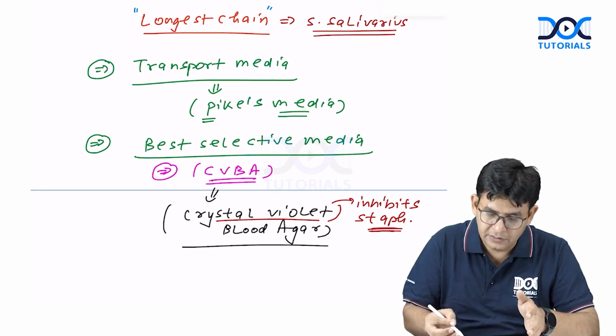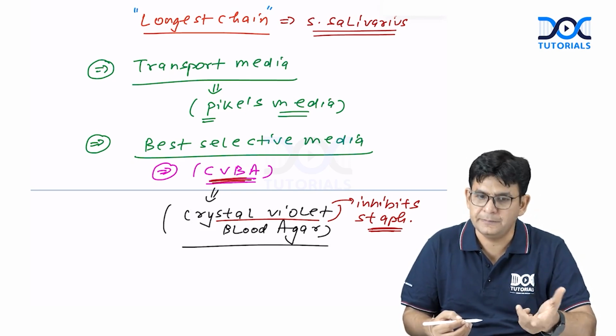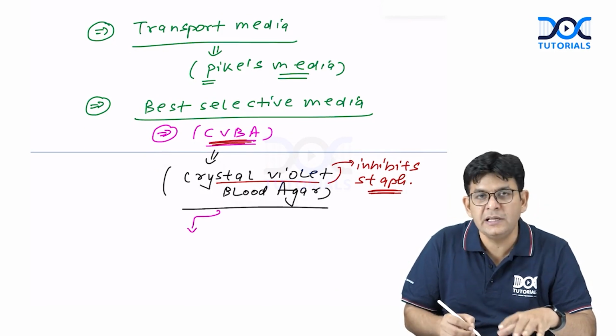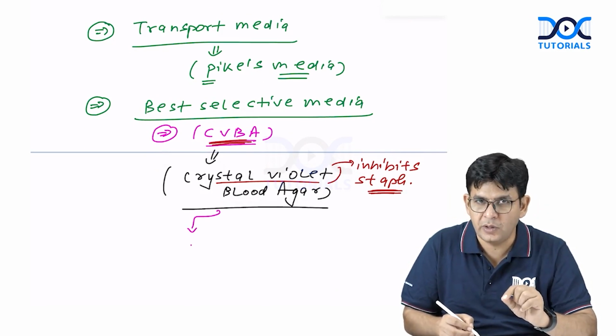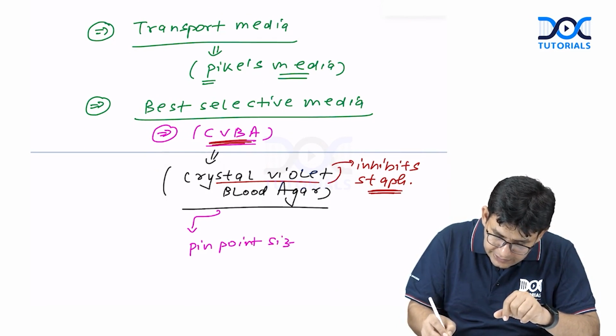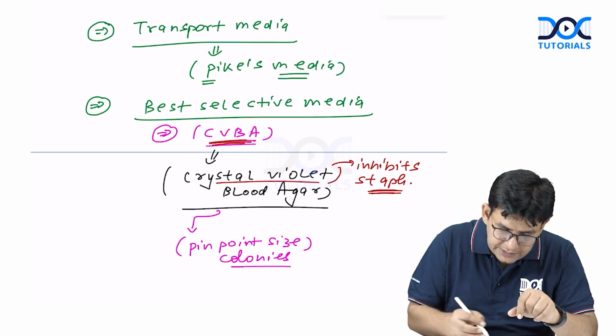And for that, you need this particular media termed as what? CVBA. Okay. And on the CVBA, the streptococcus colonies come and they are very, very small. And what is the size of those colonies? Pinpoint size. Pinpoint size colonies are a feature of Streptococcus.